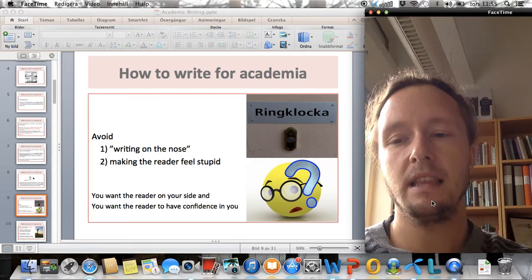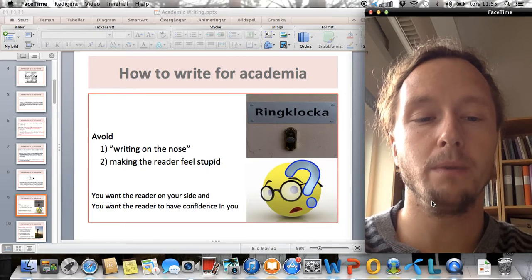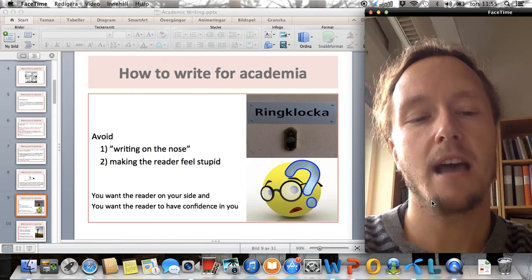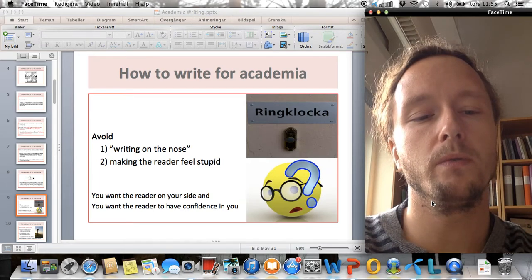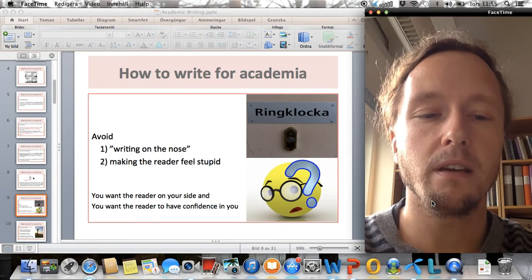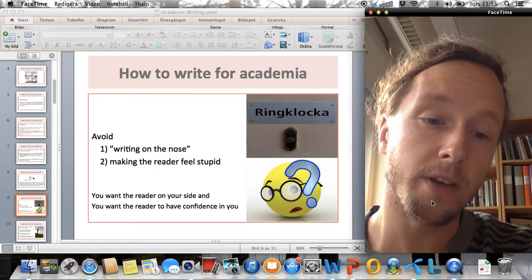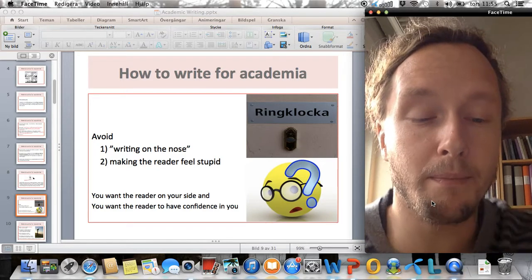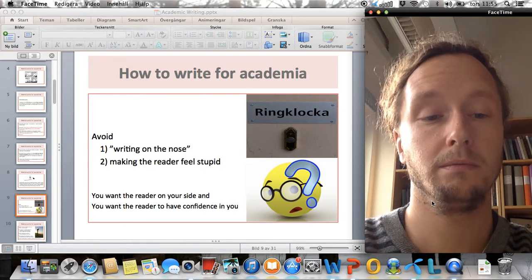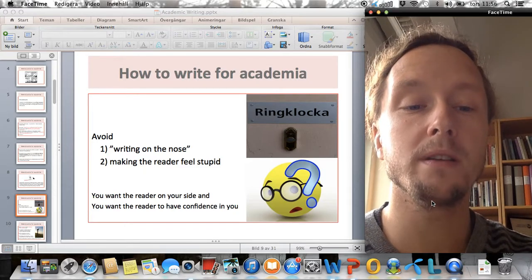Another way of saying this is that in Swedish we have the saying that you should not write people on the nose, skriva folk på näsan. For example, I put the picture here that this is a doorbell. I mean, it's quite obvious, then you write people on the nose. Oranges is a fruit. Orange is a fruit. Yes, everyone knows that.